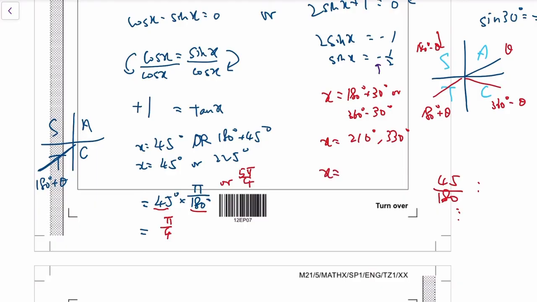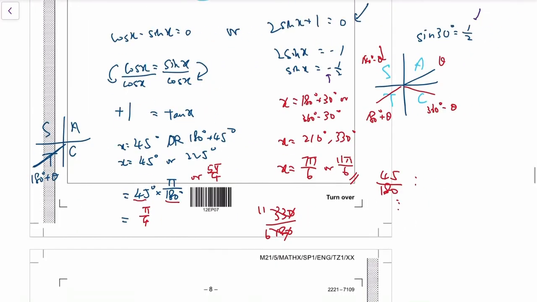Then 210 will be 7 pi over 6, right? Because 210 over 180 is 7 over 6. And then 330. Let me show you how to do this one. So cancel the 0. Then you cancel by 3. So it's 11 over 6. So it's 11 pi over 6. Okay, so you should definitely practice this if you're still not perfect at converting. But that would be the end of section A.